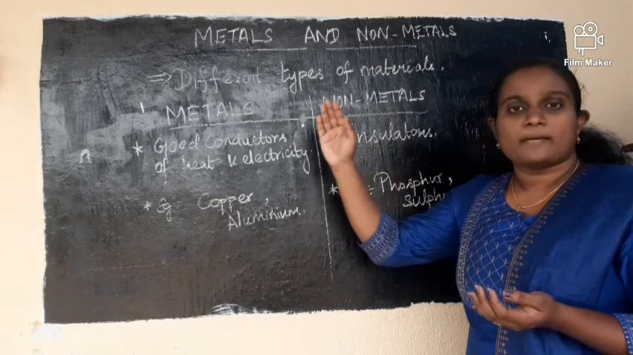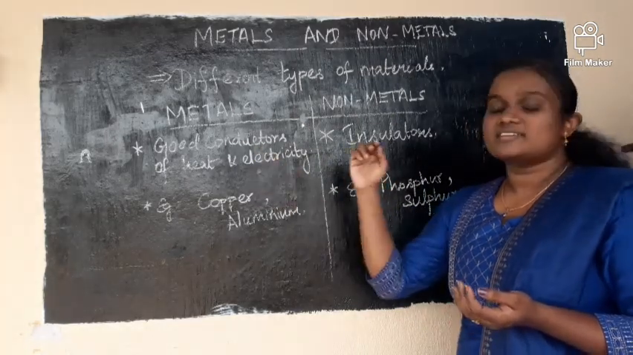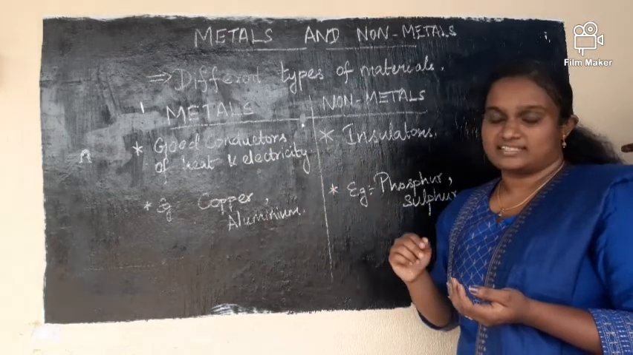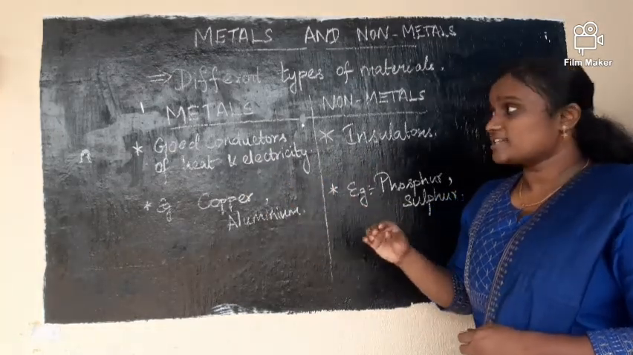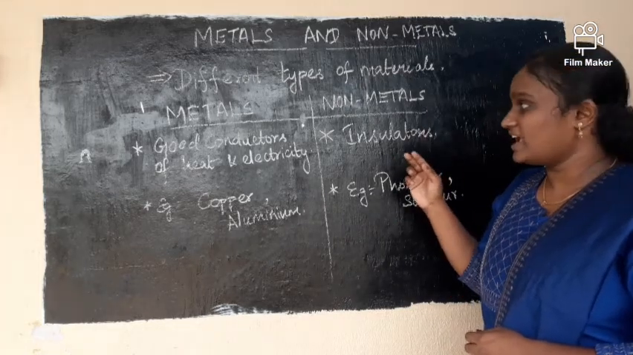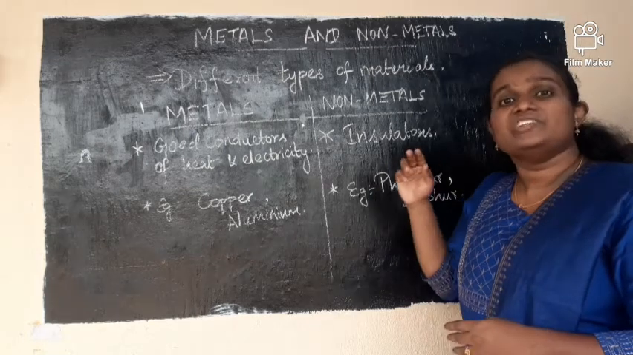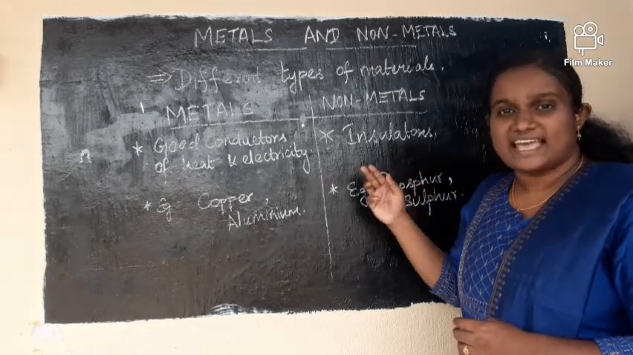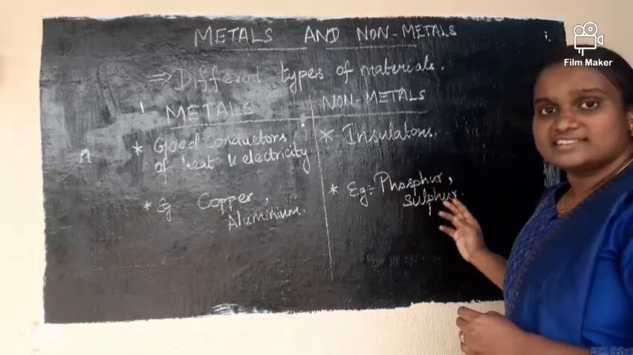So what are metals? They are nothing but the good conductors of heat and electricity. For example, copper and aluminium. What are non-metals? They are nothing but the insulators. That is, they do not conduct any heat and electricity. For example, phosphorus and sulfur.